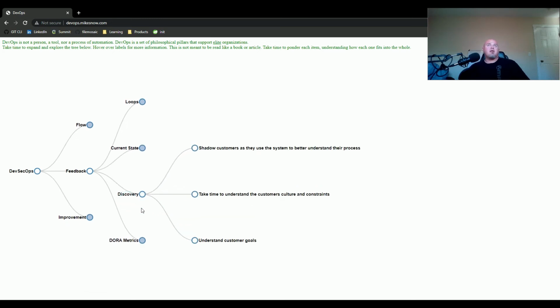So discovery, I think this is kind of a big one. If you read about the Toyota production system or Toyota in general, they have this methodology or ideology where you don't necessarily want to rely completely on what the customer is telling you. Meaning maybe they've gotten really well adjusted to a dysfunctional system, and so they're telling you things in the context of that dysfunction.